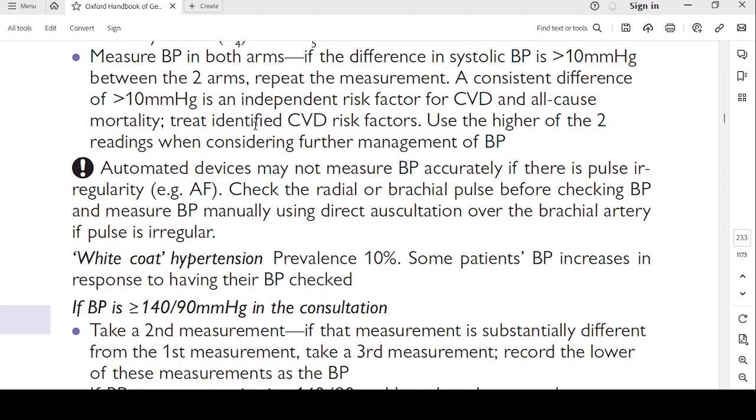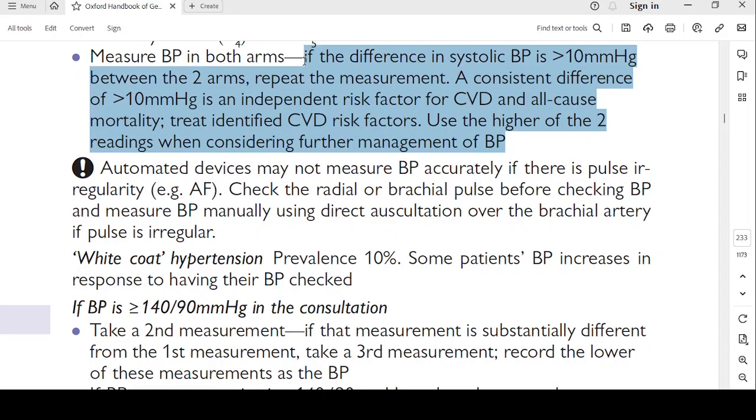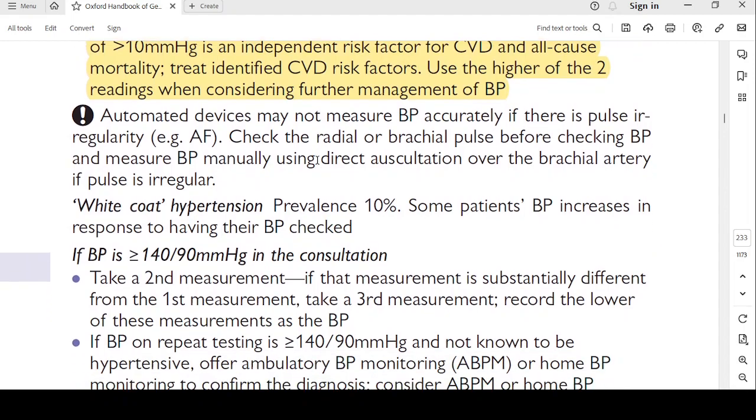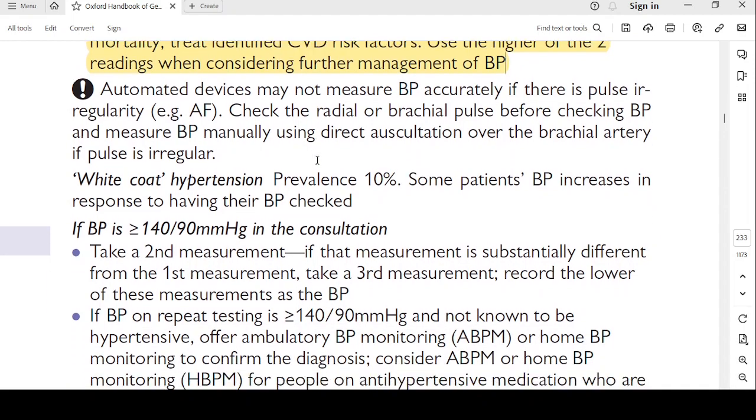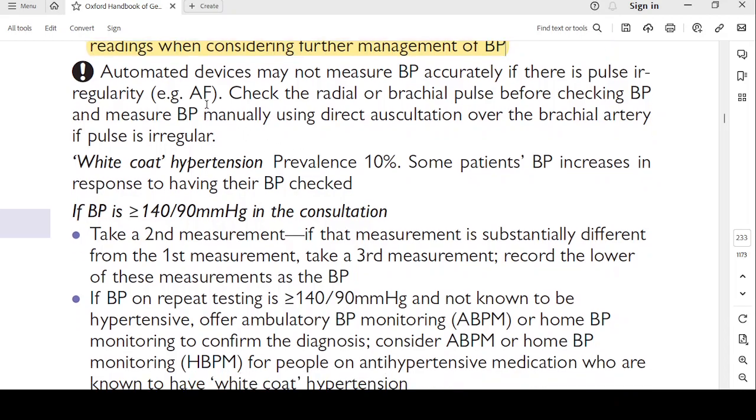Use the higher of the two readings when considering further management of BP. So you have to use the higher of the two BPs in both the arms, not the lower one, for considering management. Automated devices may not measure BP accurately if there is a pulse irregularity, that is atrial fibrillation.